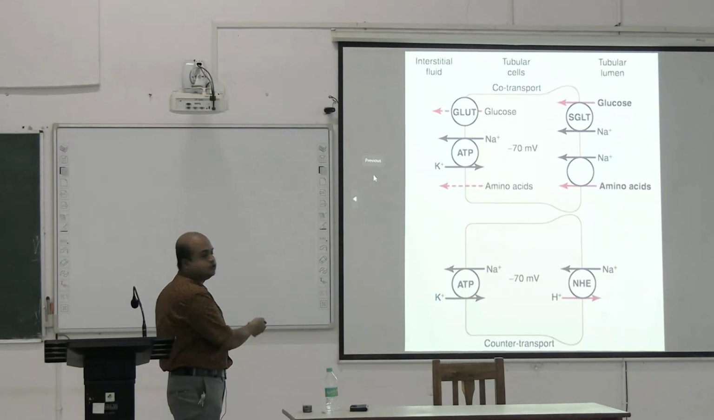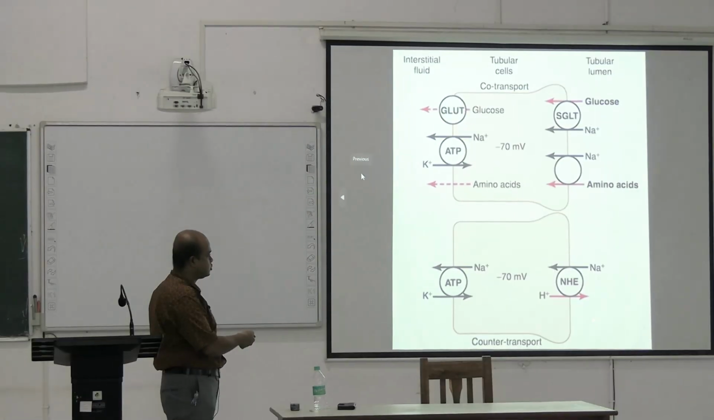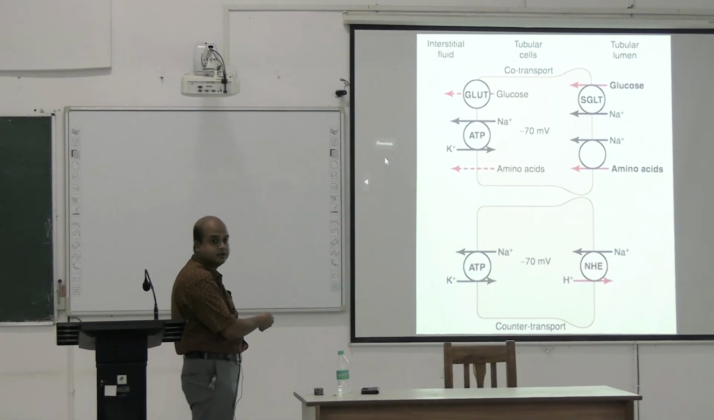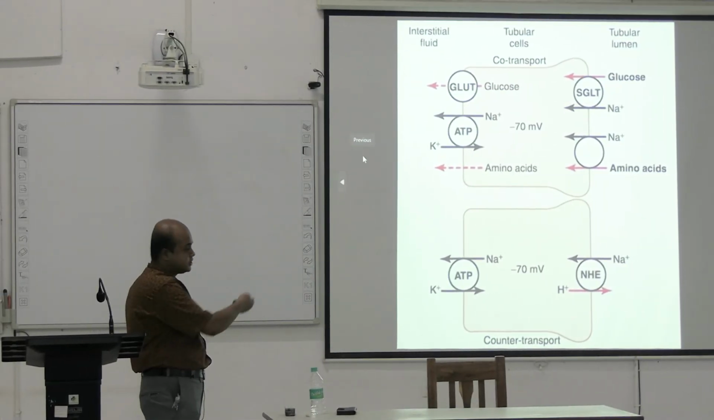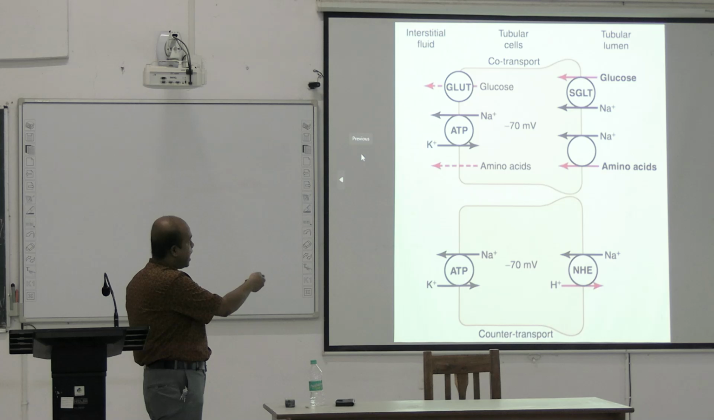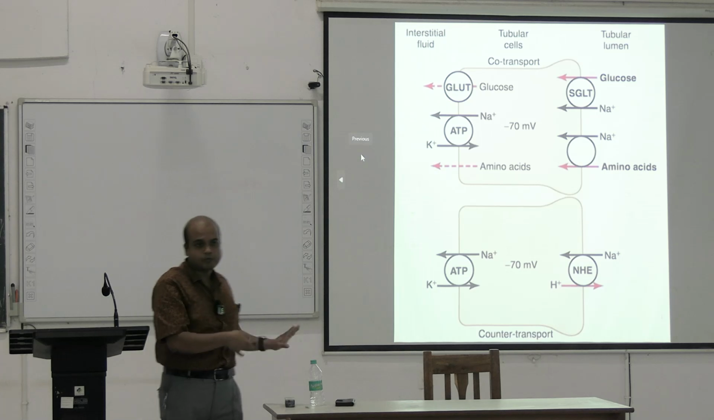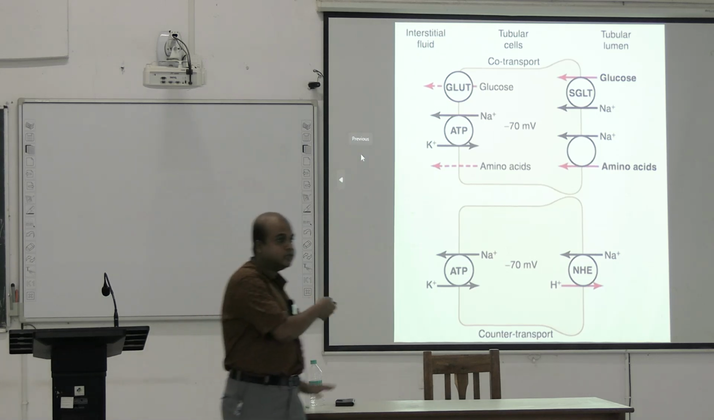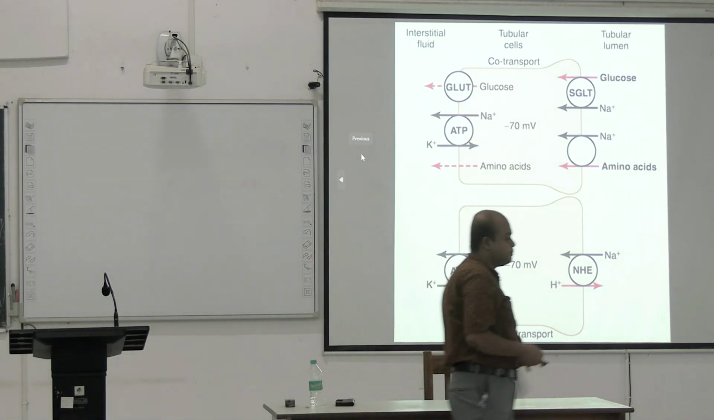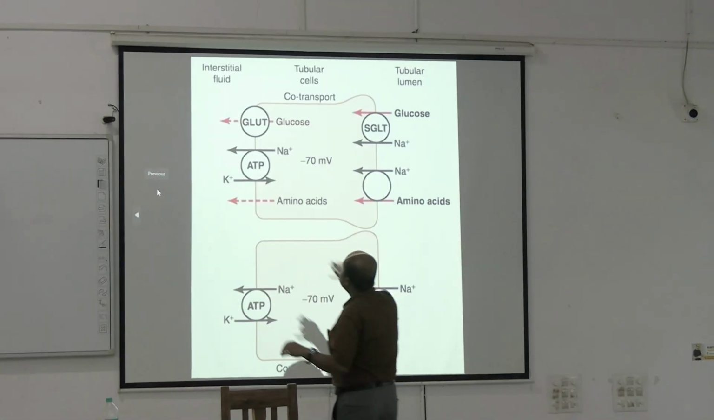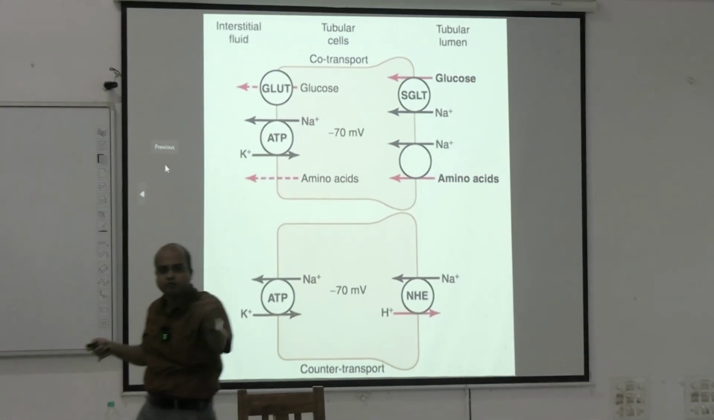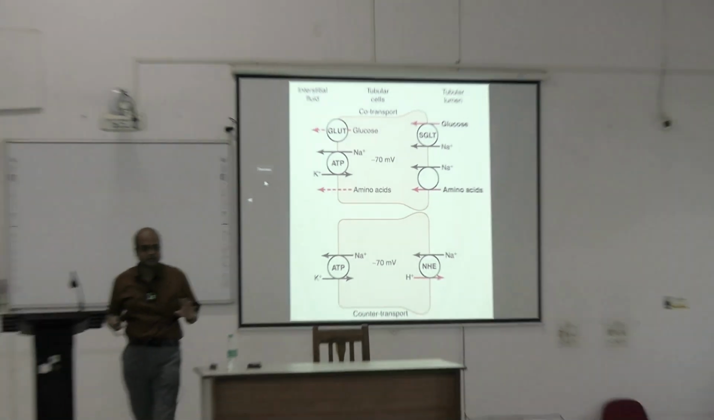NHE is one of the sodium hydrogen antiporters. Don't remember the full forms of all these things. Not only glucose, amino acids will also be co-transported with sodium. The name of the protein is not given, these are just examples. From the luminal side, it will be absorbed into the interstitial fluid and then it will go into the peritubular capillaries.